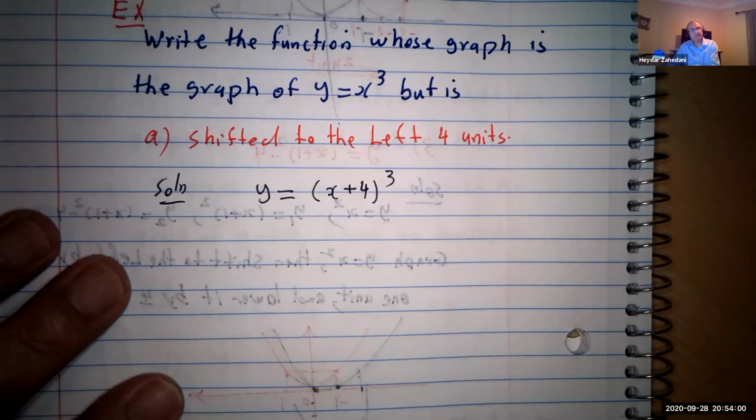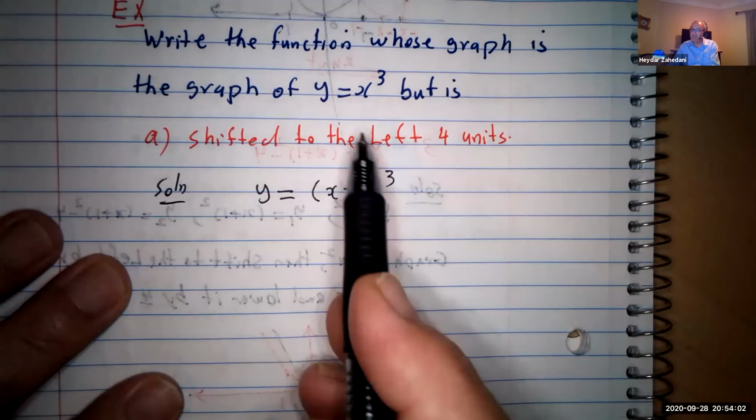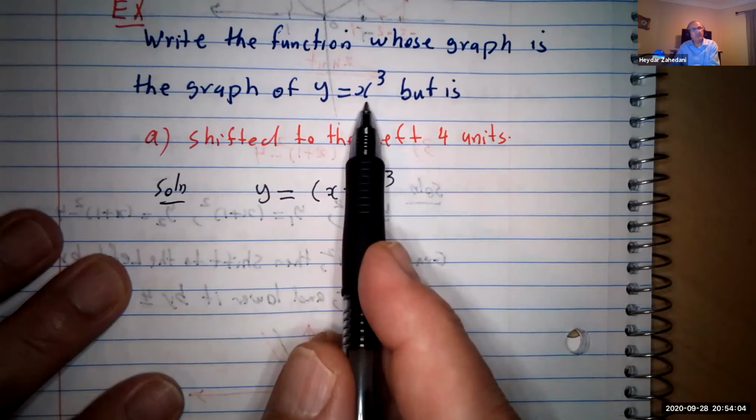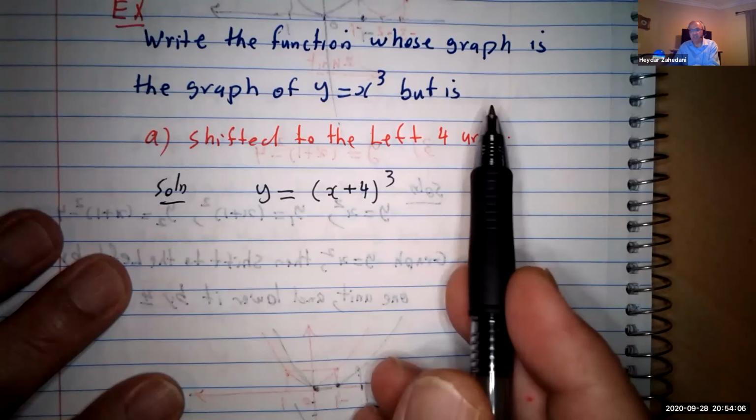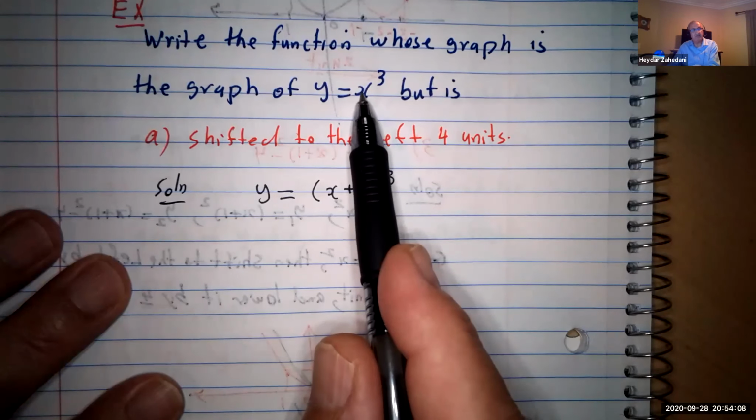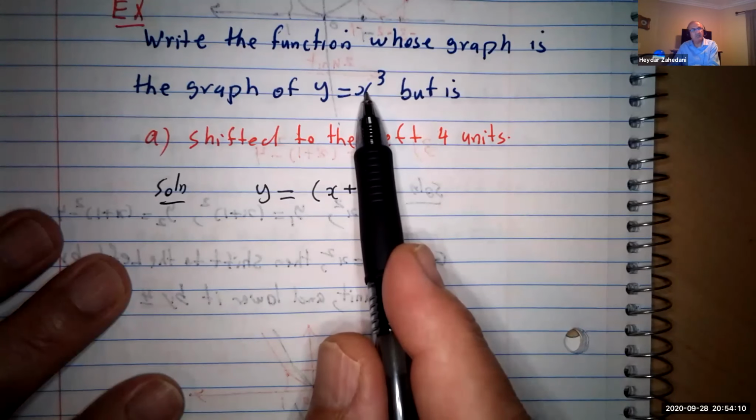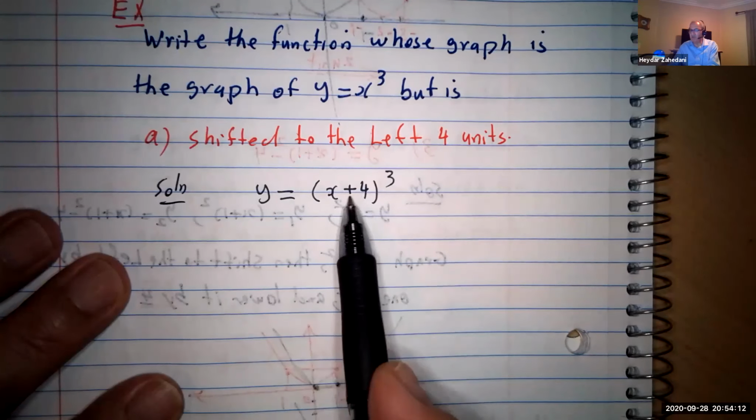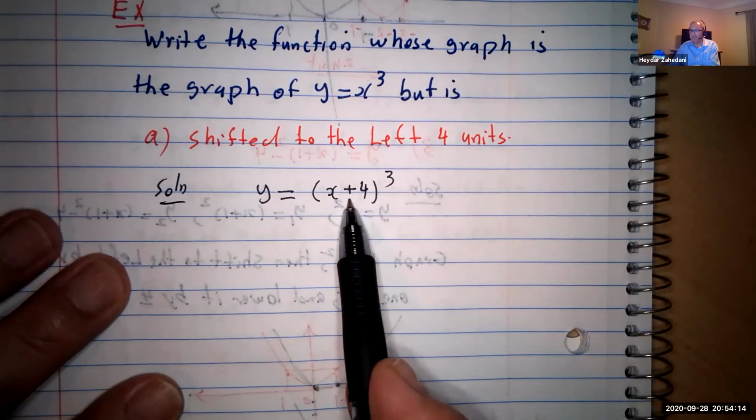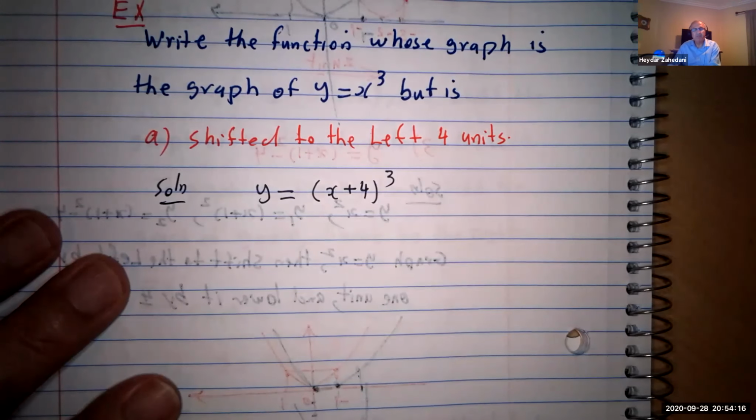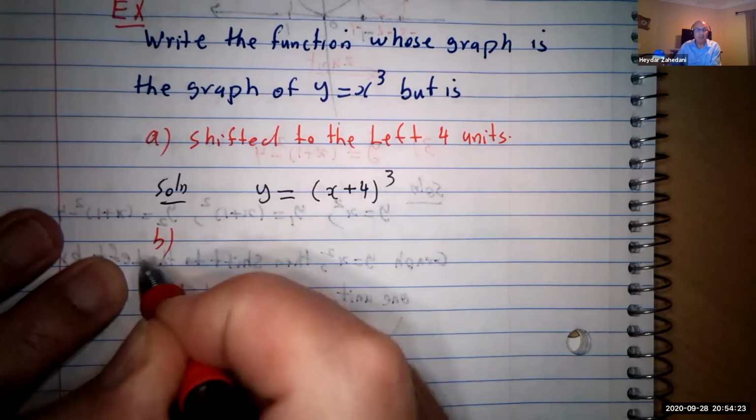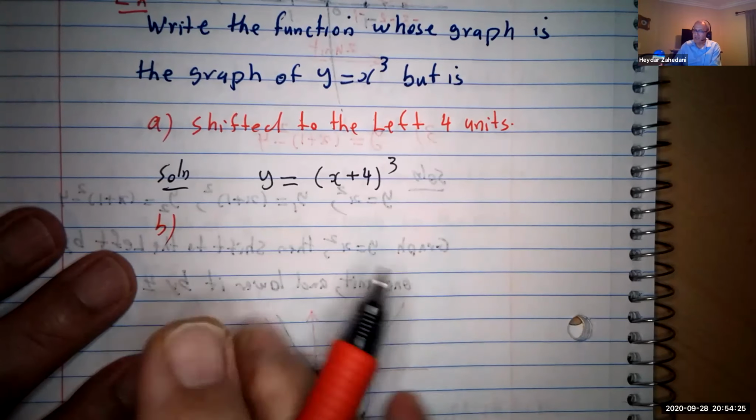That gives you the function y equal to (x plus 4) to the third. Any question? So you have x cubed. Shifting to the right or to the left, you change the x, and it's going to be the opposite. To the left means negative, but you choose positive over here. So (x plus 4) to the third is the answer. Any question? Another one?